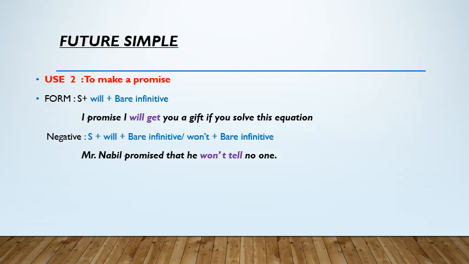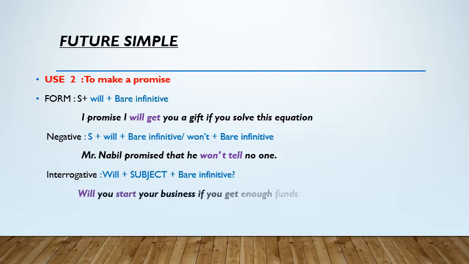So this is a kind of promise. Interrogative form, we start by will plus subject plus bare infinitive, and of course we don't forget the question mark at the end. Will you start your business if you get enough fans? So here this is clearly a sentence in conditional two.